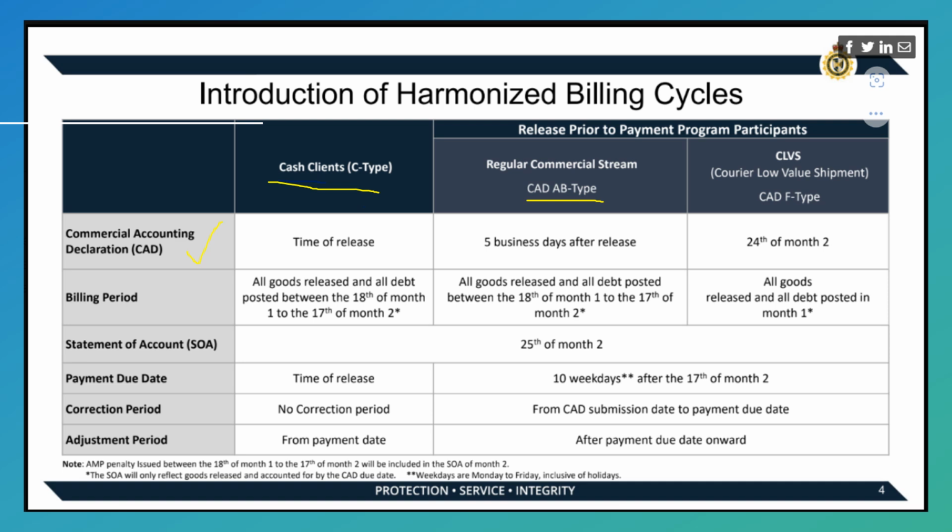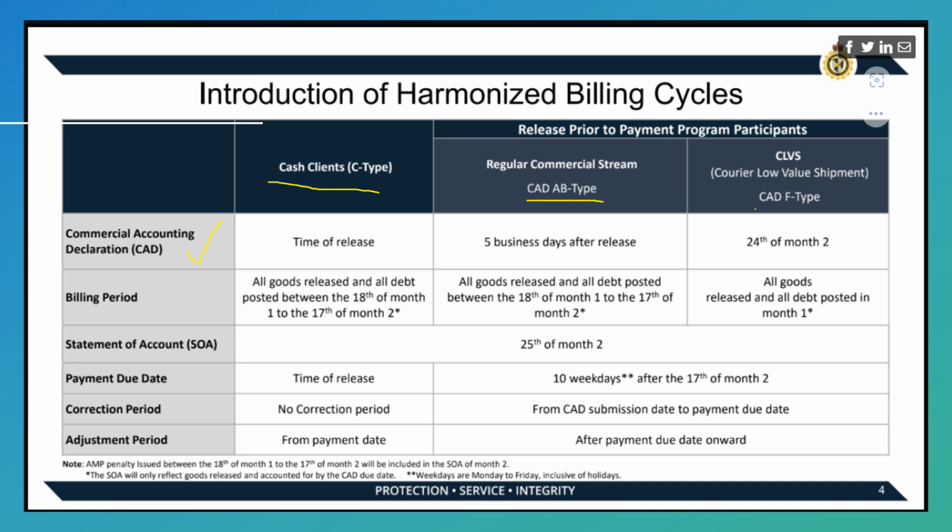You can correct the entry from the time of release to the payment due date to make any corrections, and any adjustment can also be done after the due date. So that is for AB.